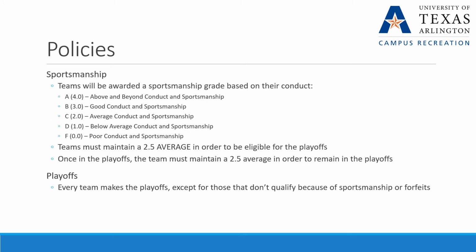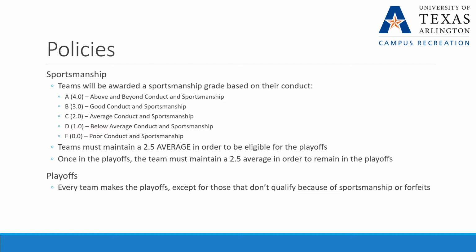Our sportsmanship system is as follows. Teams will be awarded a sportsmanship grade for each game based on their conduct. A 4.0 or an A is above and beyond conduct and sportsmanship. Good conduct and sportsmanship will be assigned a B or a 3. Average conduct and sportsmanship is a 2. Below average conduct and sportsmanship is a 1. And an F or 0 points is poor conduct and sportsmanship.